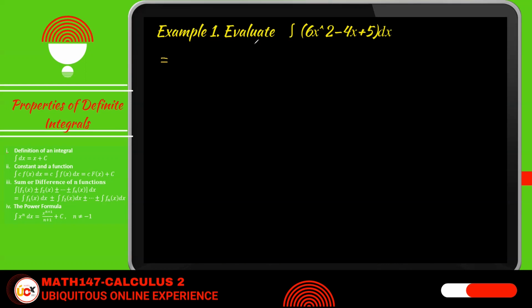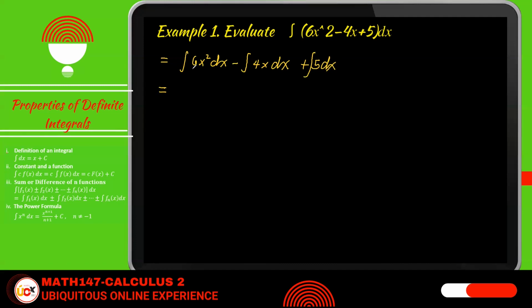So applying that formula, we can now rewrite this as the integral of 6x squared dx minus the integral of 4x dx plus 5, or the integral of 5 dx.